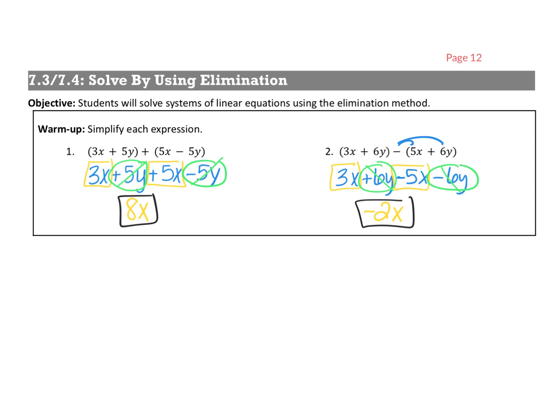When you simplify each of these expressions, hopefully you notice that one of the variables canceled out. In the first one, our y's canceled out because we had a 5y and a negative 5y, which left us with just 8x. And on the second one, we had to be sure to distribute that negative first to both terms within the parentheses, and then combine terms. And again, we see we had a positive 6y and a negative 6y, thereby those cancel out, leaving us with negative 2x as our simplified expression. We're going to use this idea today as we solve some systems of equations.